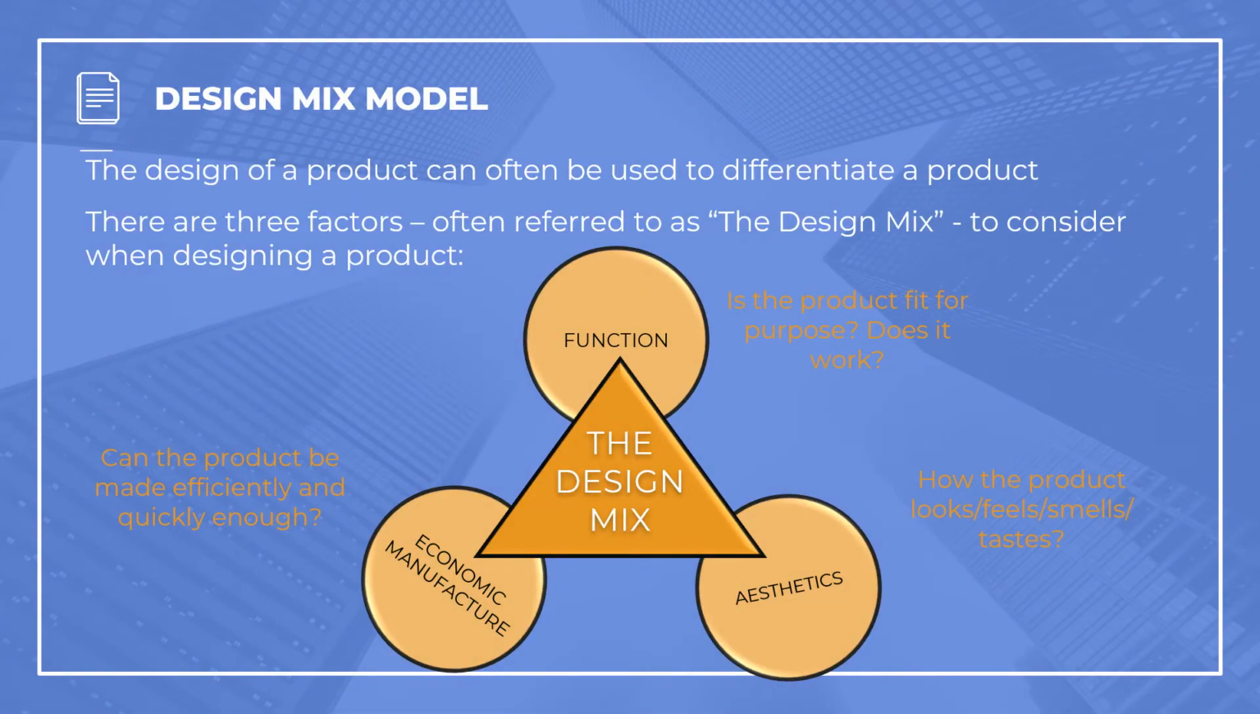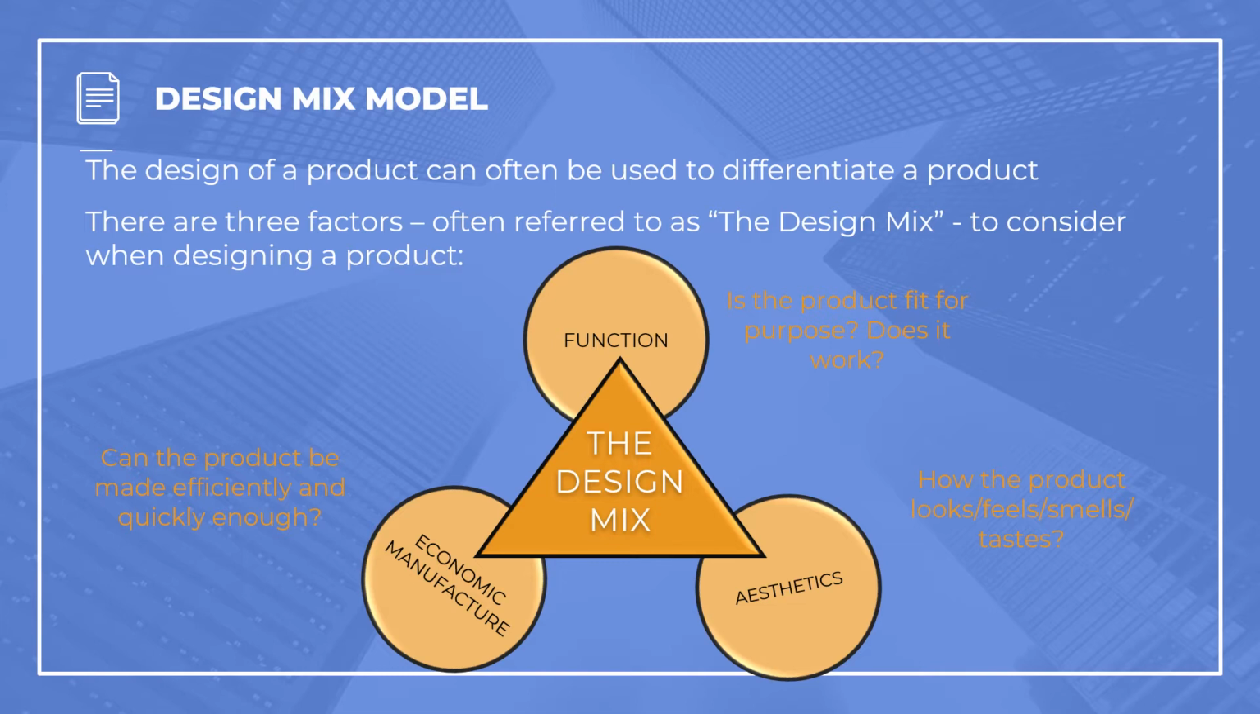The next method we could use is the design mix model. Now, the design of a product can be used very easily to differentiate a product from another one. There are three factors as part of the design mix that we need to look at. The design mix is broken into three sections: the function, the aesthetics, and the economic manufacture.